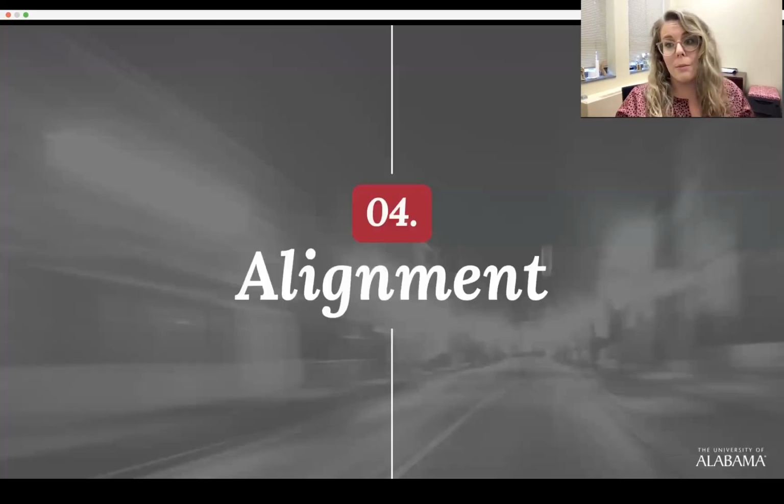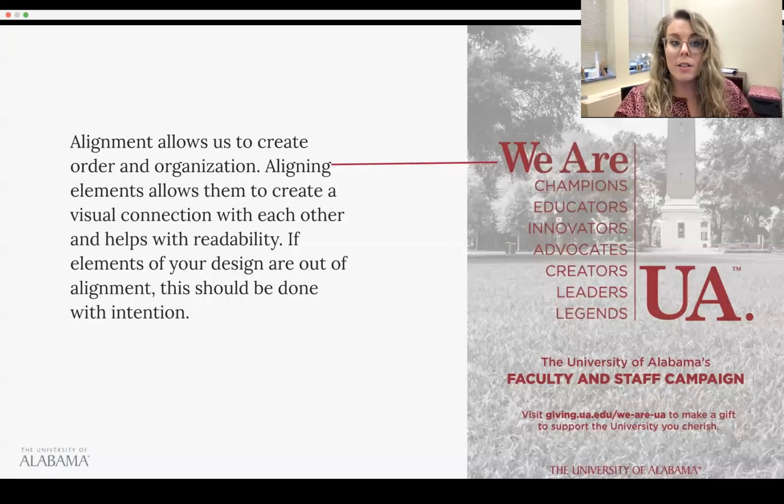Number 4 is alignment. And alignment is so much more than just text alignment, which we all know from Microsoft Word, where you've got your different options, whether you want left or center or right or justified. It actually pertains to every single thing within the design itself. Alignment allows us to create order and organization. And when you align items, it lets the viewer know that there's a visual connection between these items.